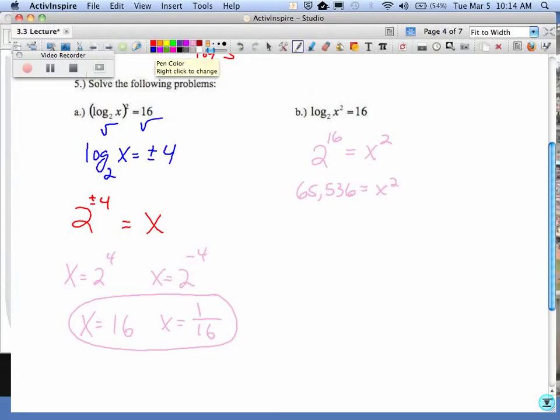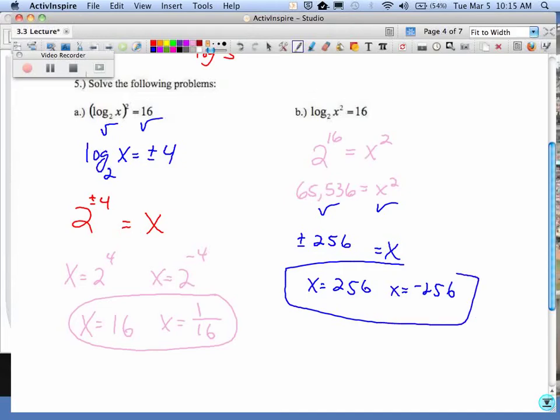So what do we have to do to solve it? Square root. So I get x is equal to plus or minus, what's the square root of 65,536? So I have x equals 256, and I have x equals negative 256. Right? We have two answers there. Let's plug them back in to make sure they work. Well, when you plug in 256 and you square it, 2 to the 16th power gives me that one. If I put in the negative, is that working? Yes, because I square it first and then I say 2 to the 16th will be that number also.